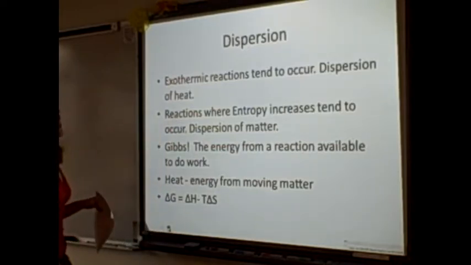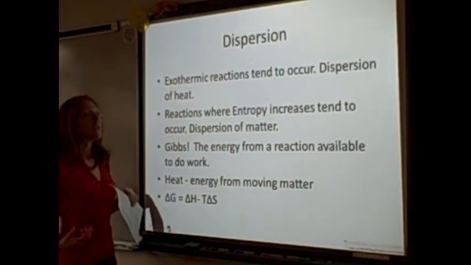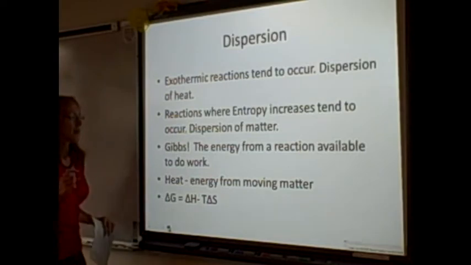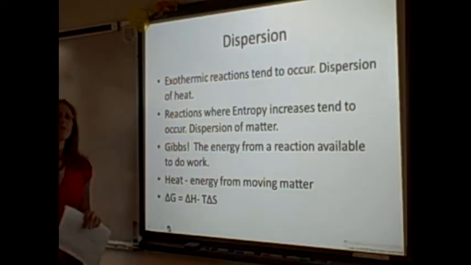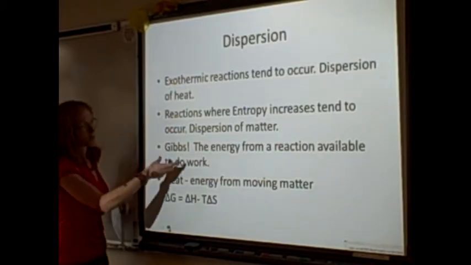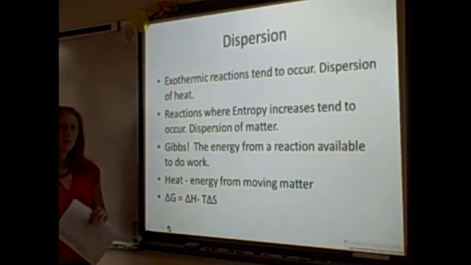So exothermic reactions tend to occur, it's dispersion of heat. Reactions where entropy increases tend to occur because it's dispersion of matter. And there's one variable that's going to tie both of these together, and it's Gibbs free energy. Gibbs free energy is the energy from a reaction available to do work.